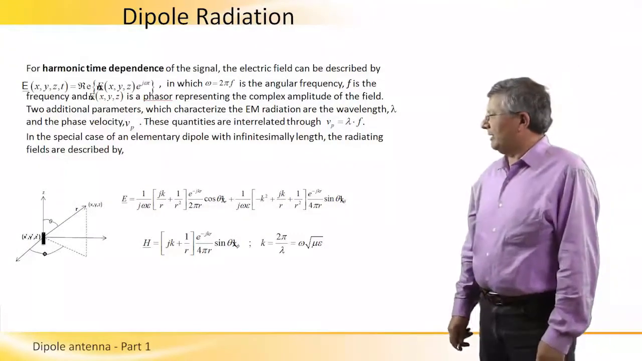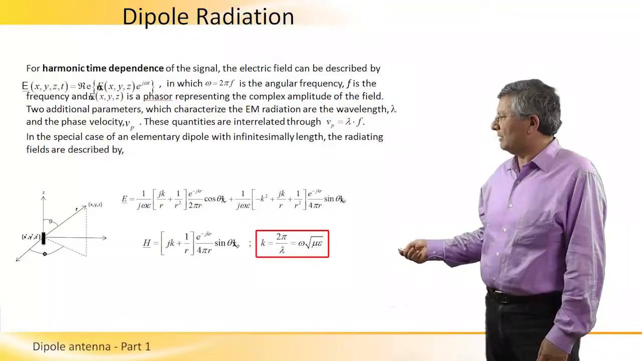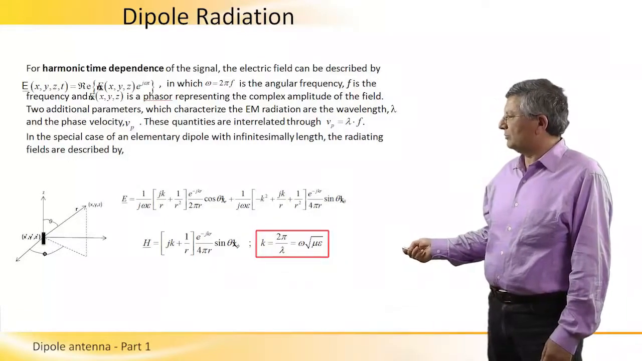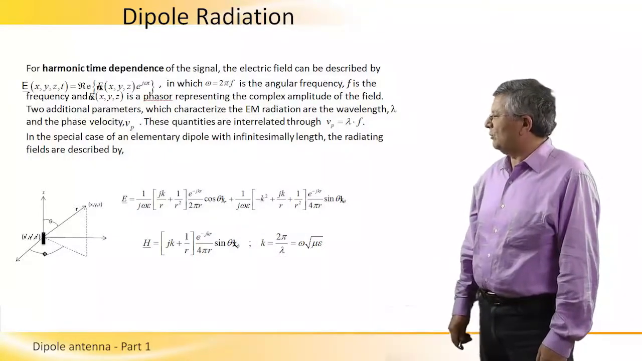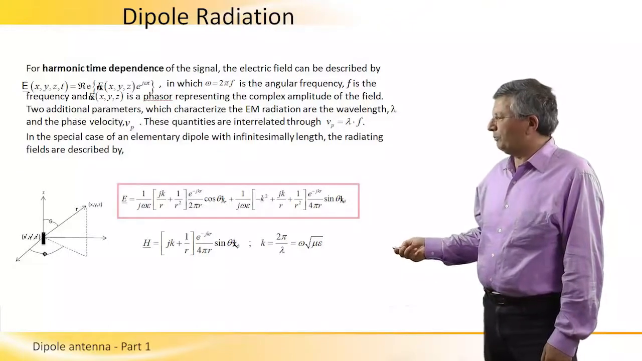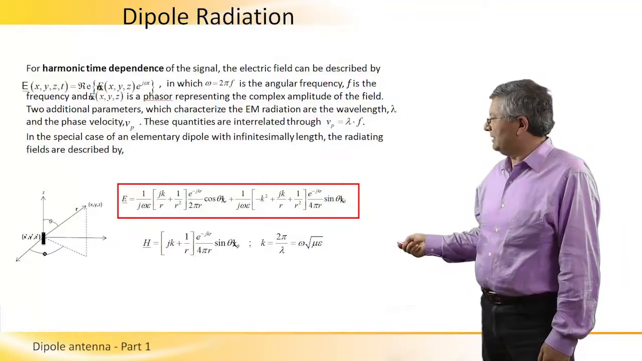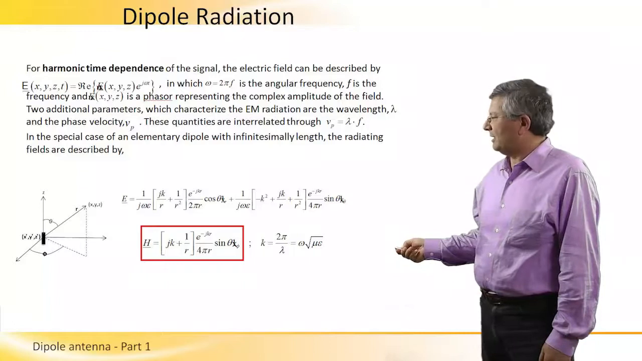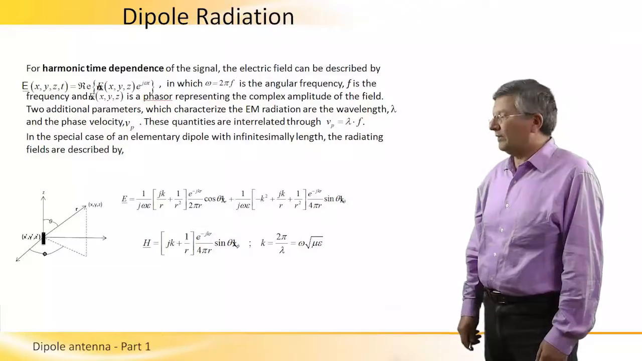k is here the propagation constant and is equal to 2 pi over the wavelength, or equal to omega multiplied by square root of mu epsilon. What is interesting to note here is that for large distances, as I will mention later on also, we obtain actually one term for the electric field, which is this term. And for the magnetic field, we get one phi, which is an azimuth vector, and those two are orthogonal vectorially.